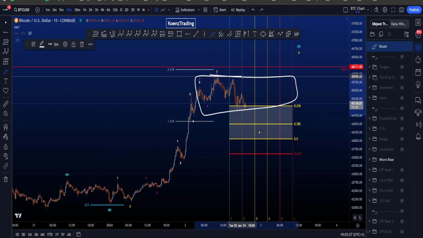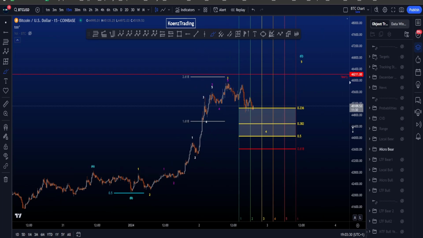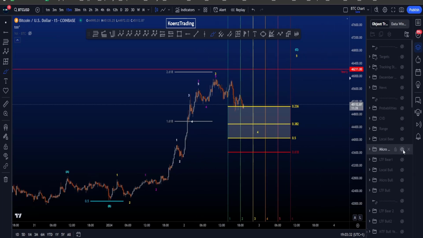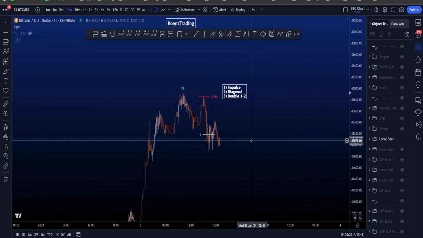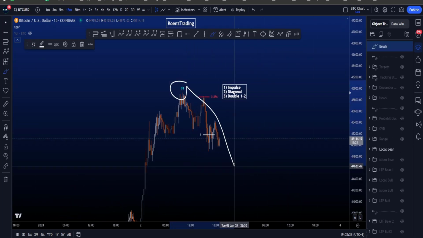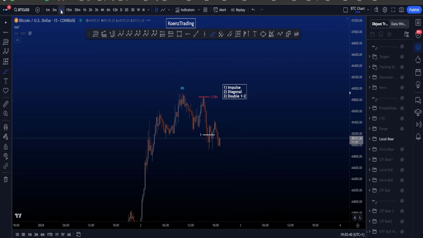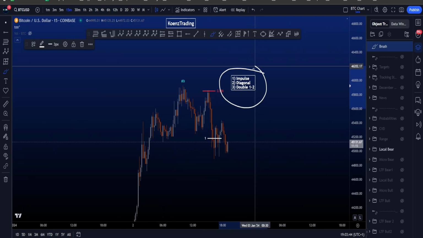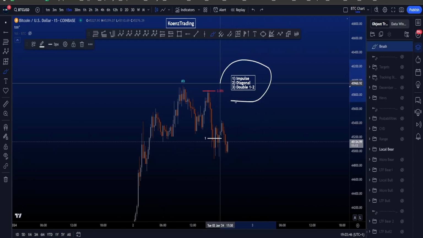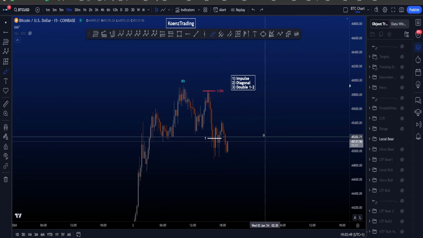So we're going to observe this range over here tonight as well as tomorrow. Now, if we look even more locally and we would say, hey, could this move be finished, right? Could wave C be in and we're going to be moving to the downside, basically the most bearish scenario, then we have to look for 3 scenarios to the downside: either an impulse, a diagonal, or a double 1-2.